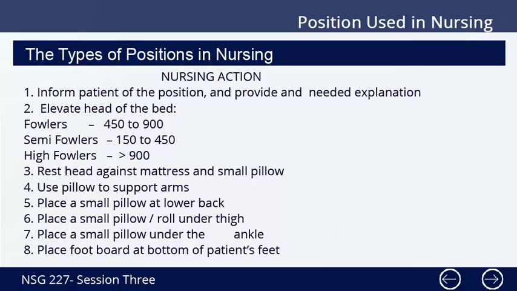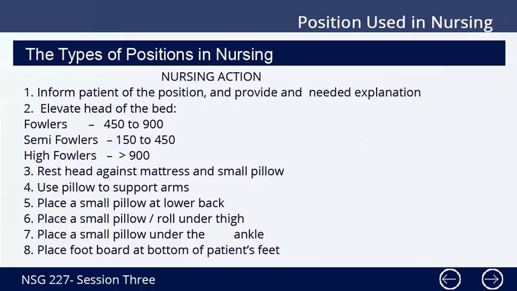Fowler's 45 degree to 90 degree, semi-Fowler's 15 degree to 45 degree, high Fowler's 90 degree. Rationale. Increases comfort and relaxation. 3. Rest head against mattress and small pillow. Rationale. Prevents cervical flexion contractures. 4. Use pillow to support arms. Rationale. Prevent shoulder dislocation, promote circulation, and prevent flexion contractures of arms and wrists.